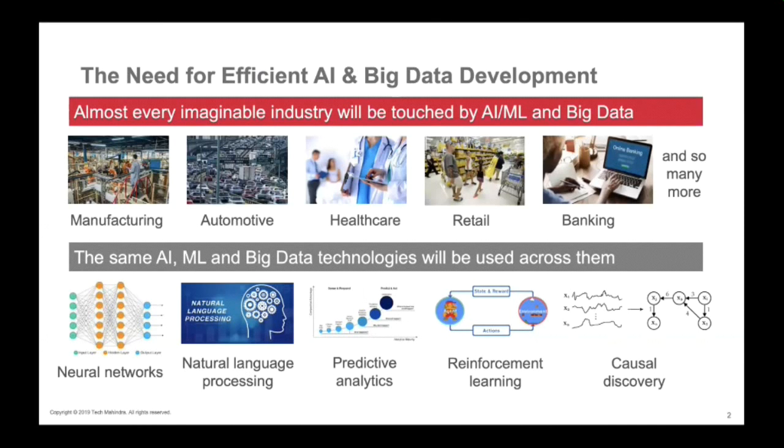Reinforcement learning is a new area of AI that is becoming very popular, and not just popular, it's a very powerful area of AI that's emerging. And then finally, one of the newest things that's emerging is causal discovery, which is understanding the reasons behind certain trends occurring in various industries. All of these technologies, although they are all AI, ML, and big data, apply across industries, and as a result, there needs to be some structure to how they are implemented and deployed.